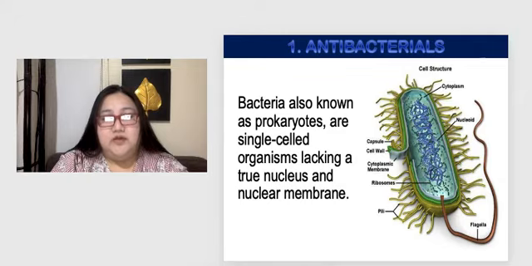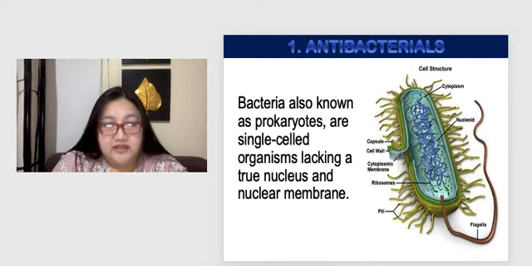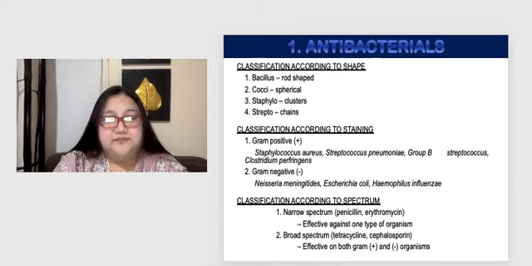So in your micropara, you've been discussing about bacteria. Bacteria are also called prokaryotes, and they are single-celled organisms lacking a true nucleus and a nuclear membrane. When they enter the human body, they reproduce by cell division about every 20 minutes in general. And whenever these enter the human body, they produce toxins which cause cell death. That's why we get infected.